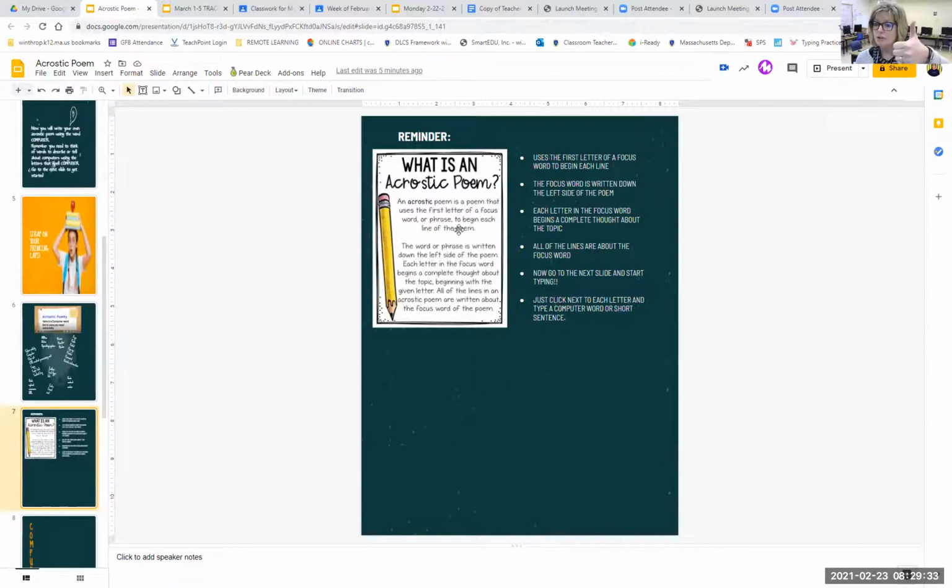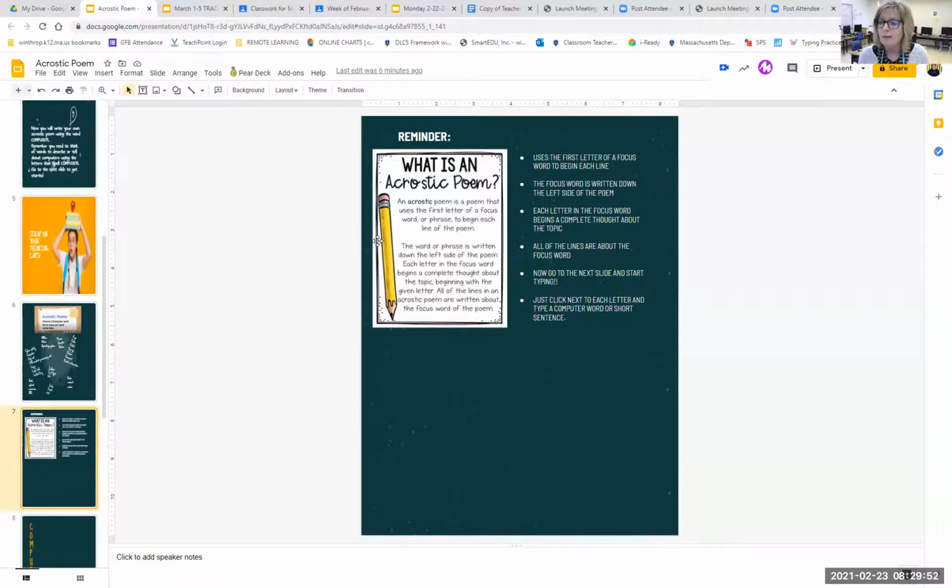Remember, it uses the first letter of a focus word, and our focus word is computer, to begin the line of the poem. The focus word, computers, is going to be written down the left side of the poem. Each letter in the focus word begins a thought about the focus word, about the topic.